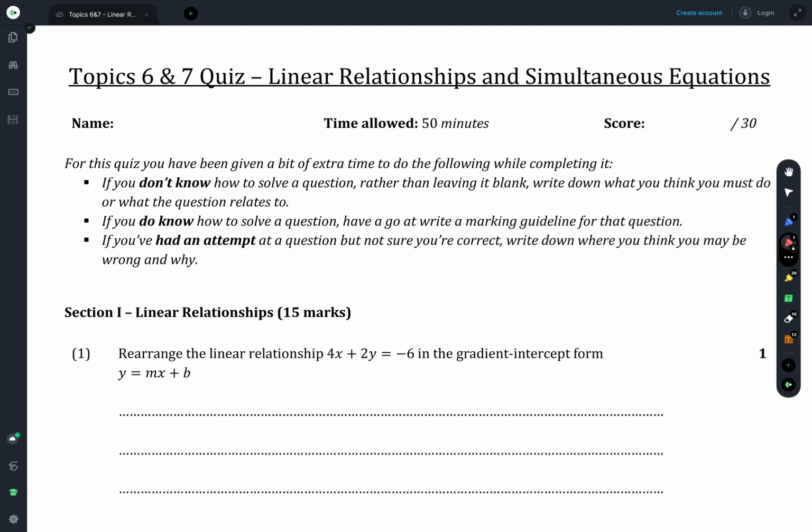Hi everyone, in this video I'm going to be going through the solutions to this Year 10 quiz on linear relationships and simultaneous equations written for Year 10 5.2. So let's get right into it.